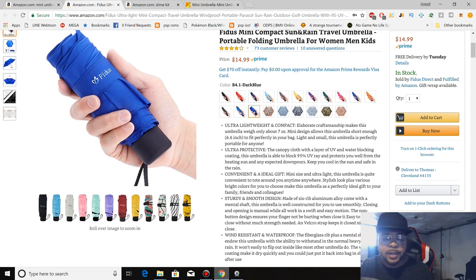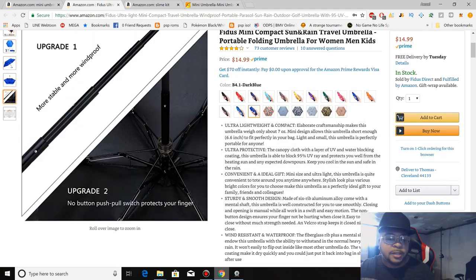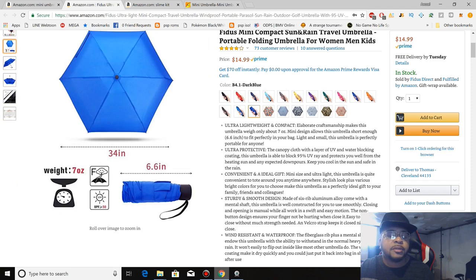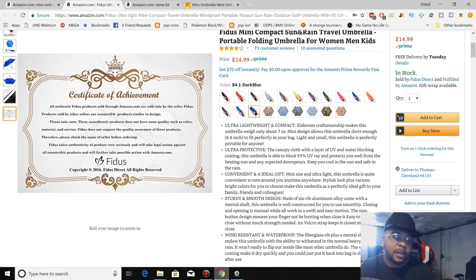So he's basically having people click on his picture and his listing, and he doesn't even have all the umbrellas that are advertised on his main picture. And if you look at all the rest of the pictures here, you can clearly tell that these are all stock pictures. The only thing that might be a little different is this certificate of achievement, which I don't even see what the purpose of that would be.